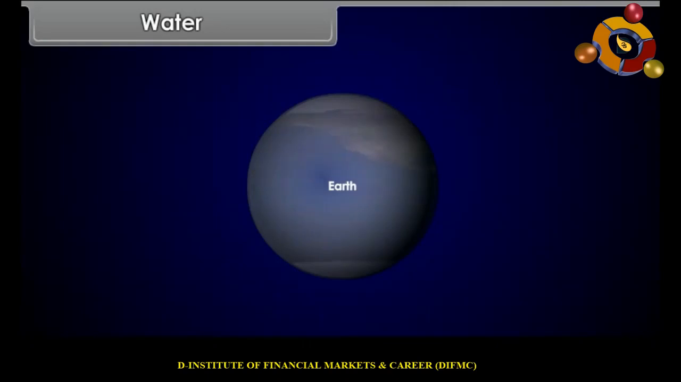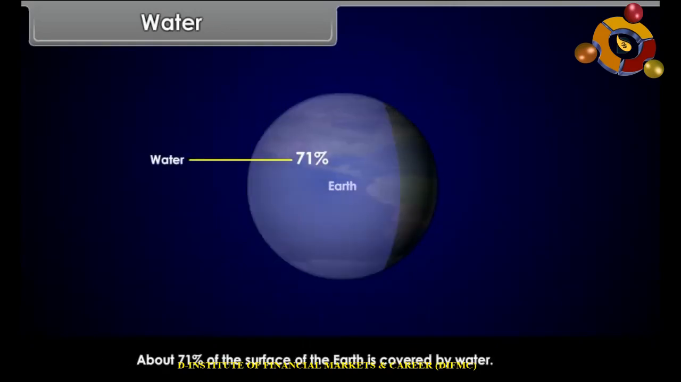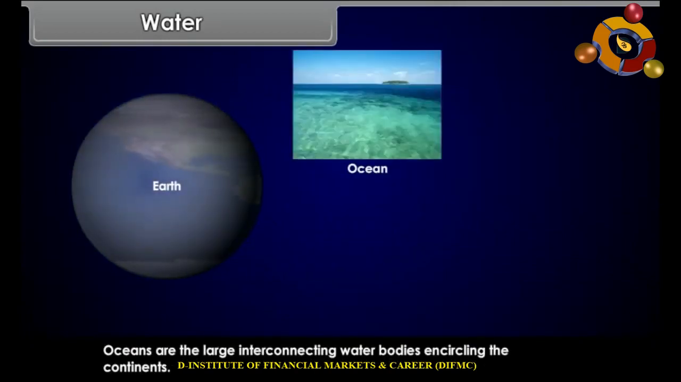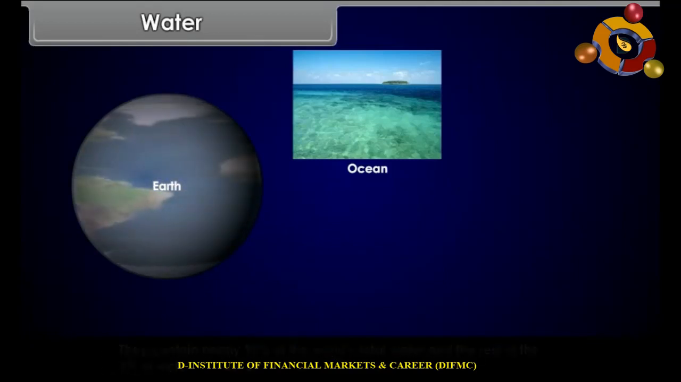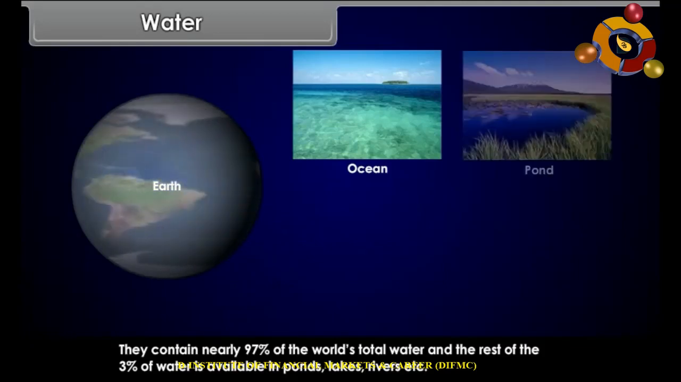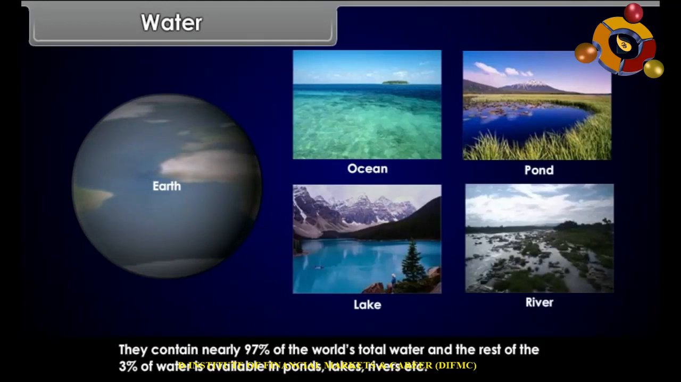Water. About 71% of the surface of the earth is covered by water. Oceans are the large interconnecting water bodies encircling the continents. They contain nearly 97% of the world's total water, and the rest of the 3% of water is available in ponds, lakes, rivers, etc.